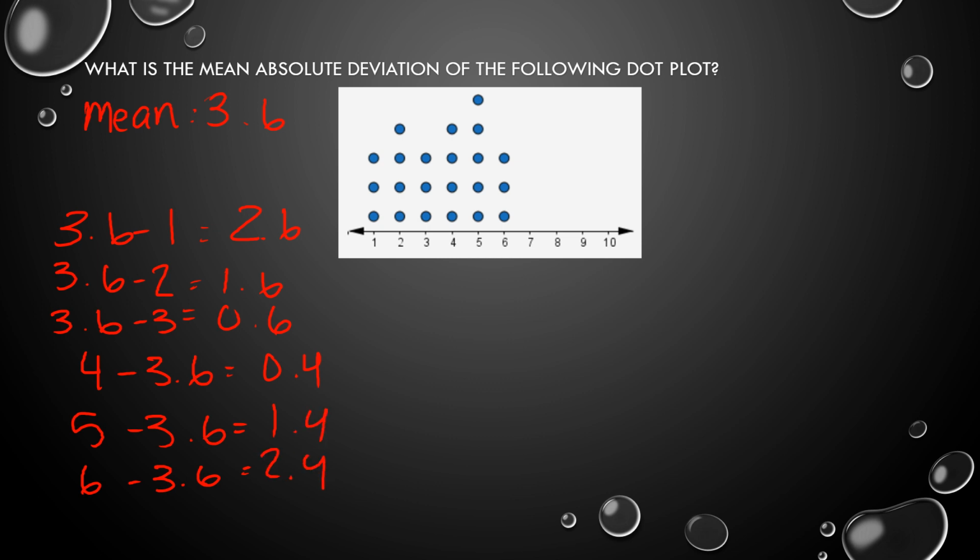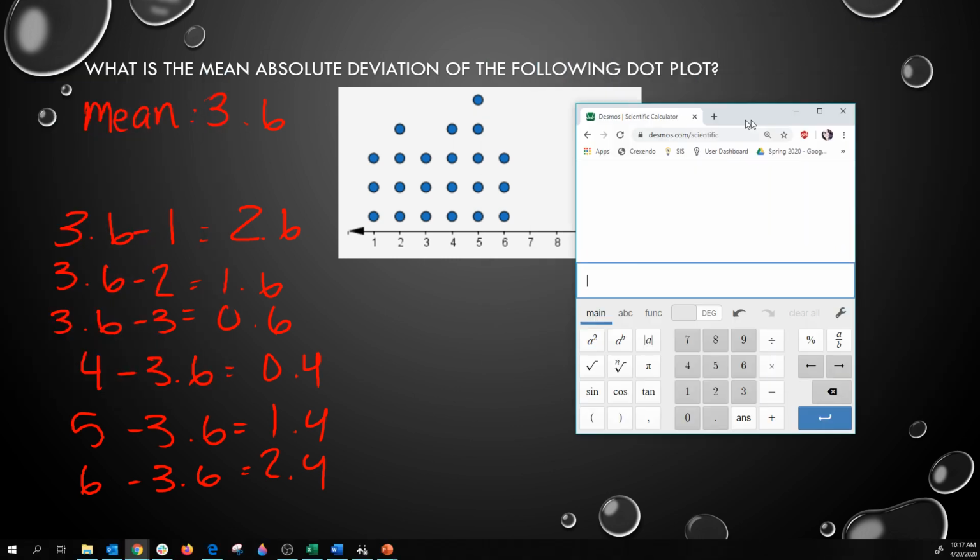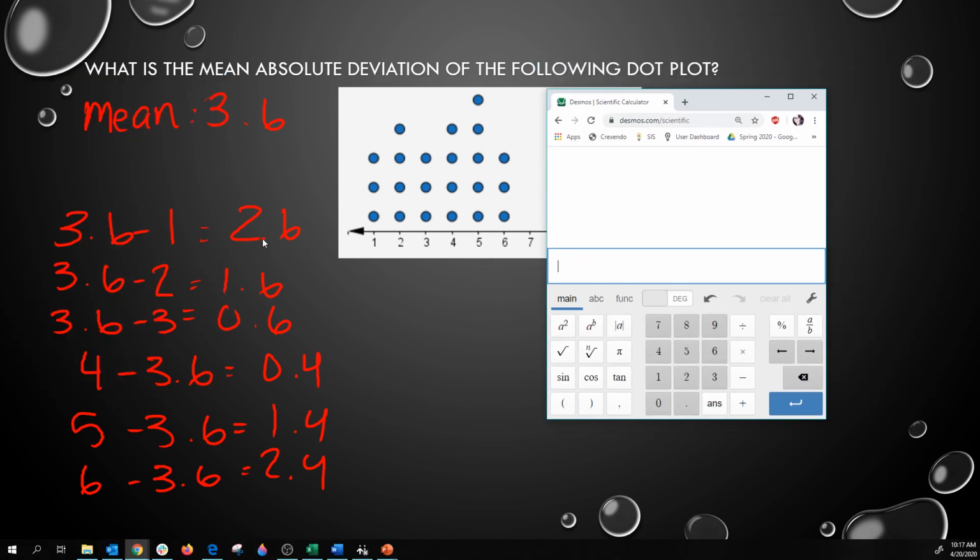Alright, now this is where you have to remember with these dot plots. I have 3 values that are at 1, which means that when I'm adding this 2.6, which is the distance between our mean and this point value 1, I need to add 2.6 3 times. Again, I'm adding this 2.6 3 times, because when I look at my dot plot, I have 3 dots above 1, which means I would have 3 2.6 values.